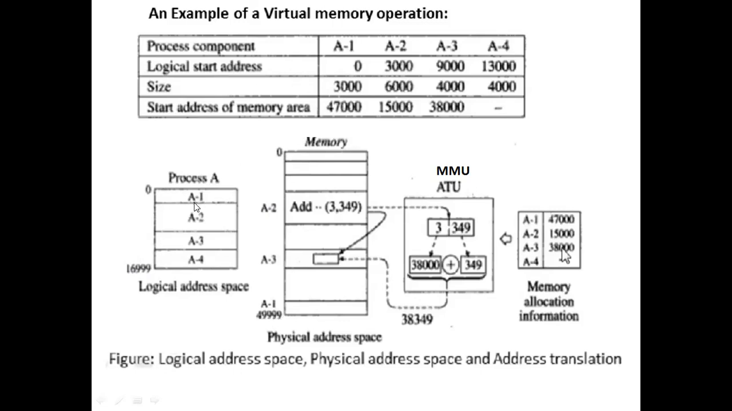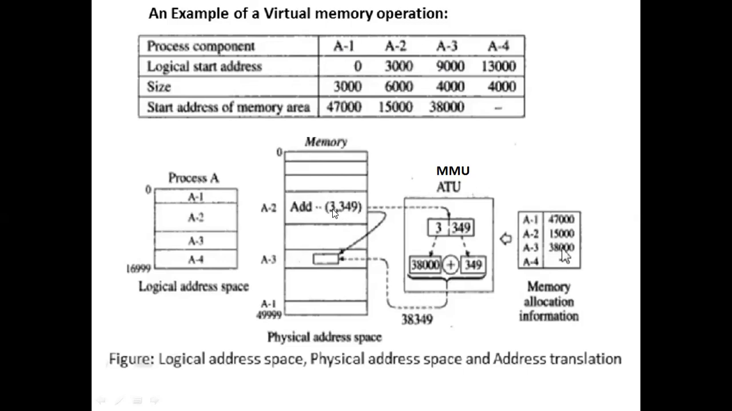You can also see that the different parts of process A are not stored in a continuous manner in the physical memory. A1 is stored from here, A2 is stored somewhere in the middle of the main memory, and the A3 component is stored somewhere here. So we have the logical addresses of A1, A2, A3 and A4, along with the sizes of each part of the process and the starting address of the memory area.